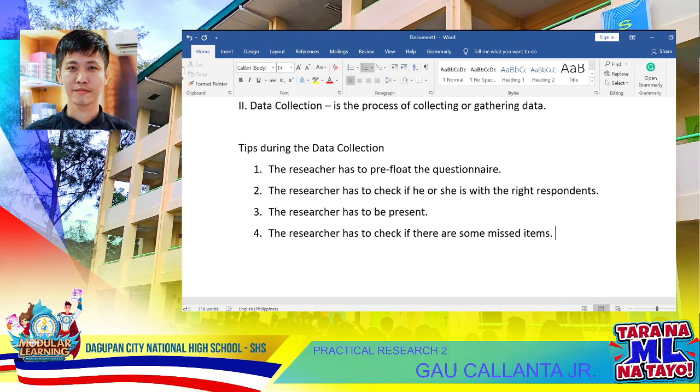You cannot force someone to answer an item that he or she doesn't want to answer. You just accept the paper, or you just have to collect the questionnaire, and discuss that with your advisor or your statistician. And of course, you have to thank your respondents for their shared or given time. So these are the tips. This is the process of instrumentation and data collection.